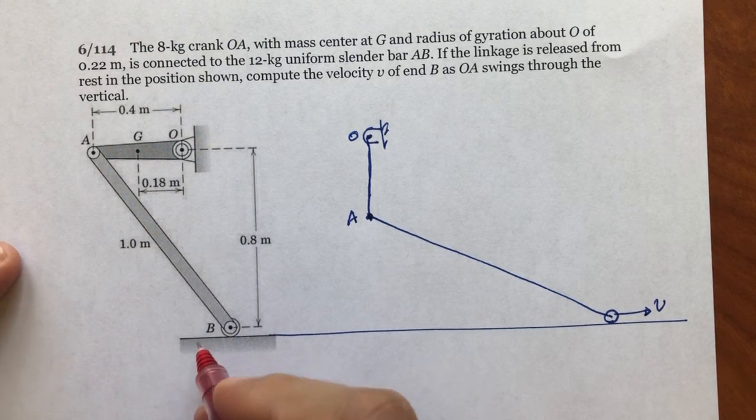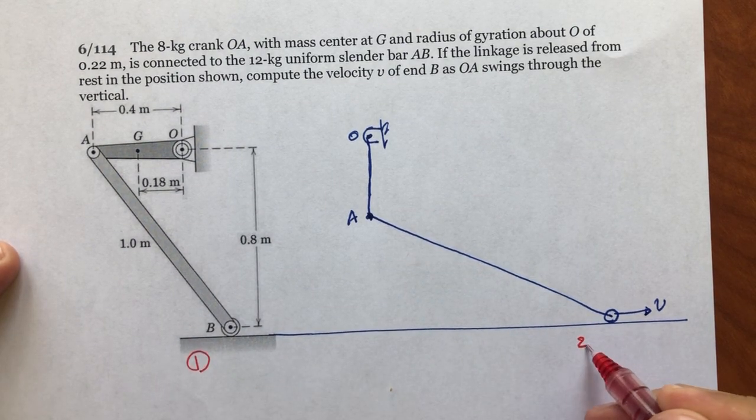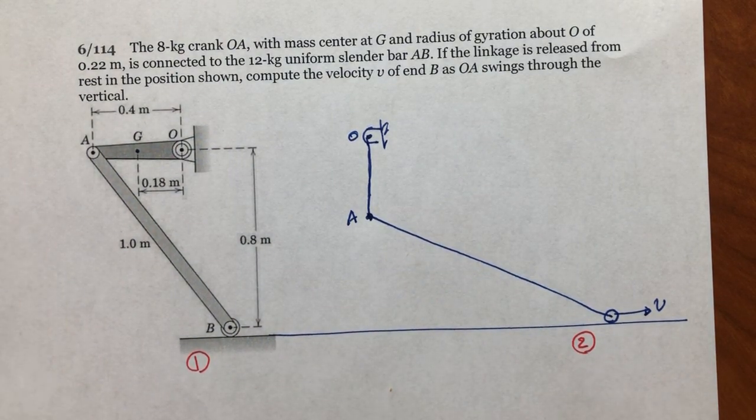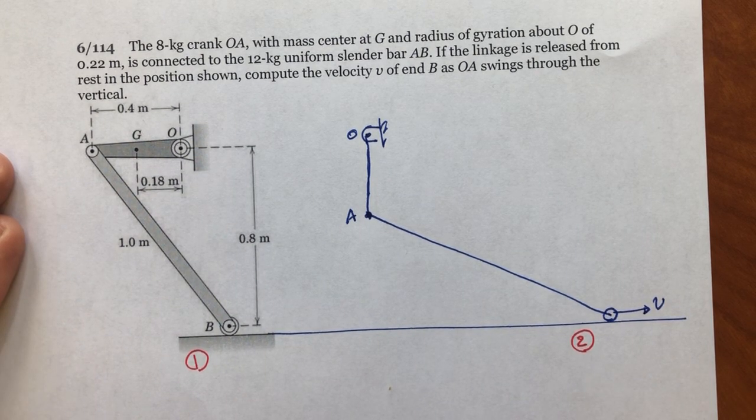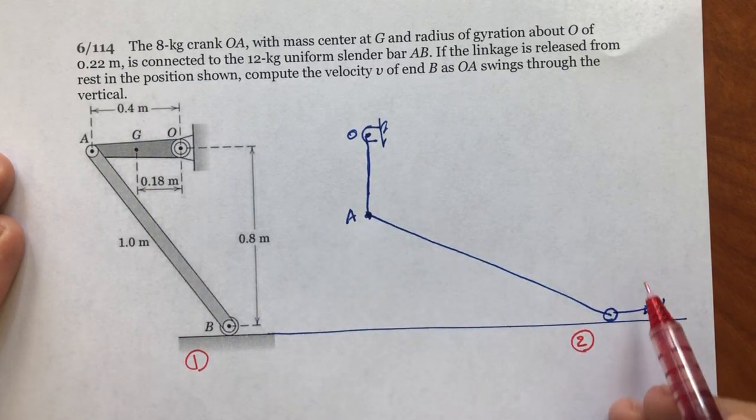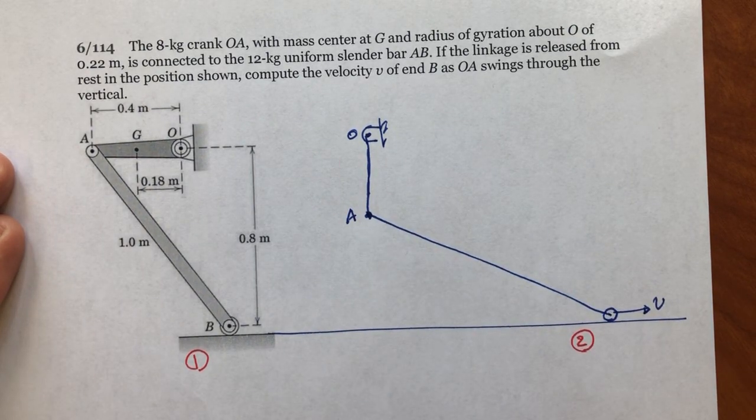So we have two conditions, 1 and 2. And again, we should use the work energy equation between these two conditions to find the velocity, right? So before doing that, let's talk about this condition a little bit more.